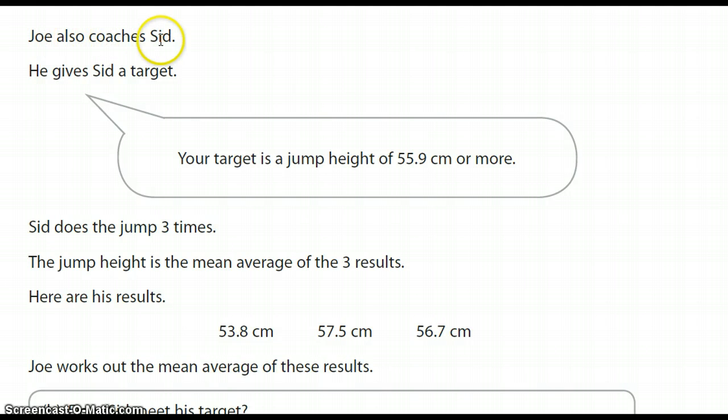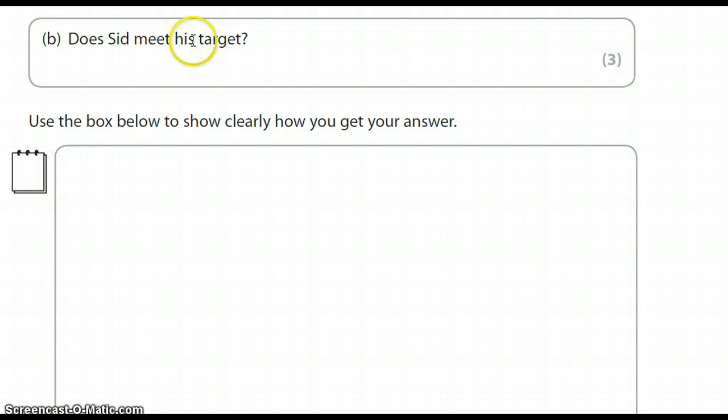Joe also coaches Sid. He gives Sid a target. Your target is a jump height of that many cm or more. Sid does the jump that many times. The jump height is the mean average of that many results. Here are his results: that many cm, that many cm, that many cm. Joe works out the mean average of these results. Does Sid meet his target? Use the box below to show clearly how you get your answer.